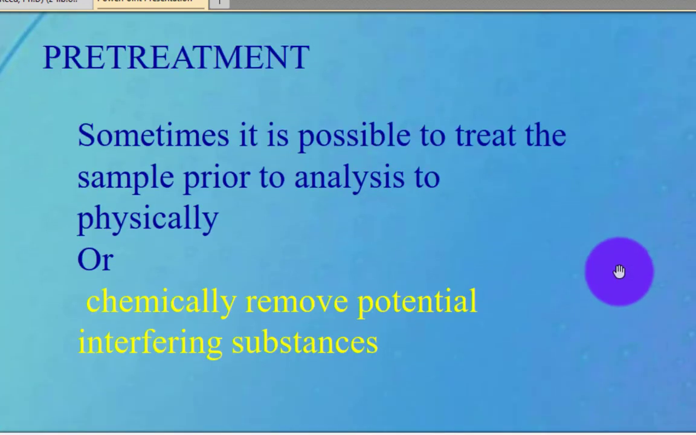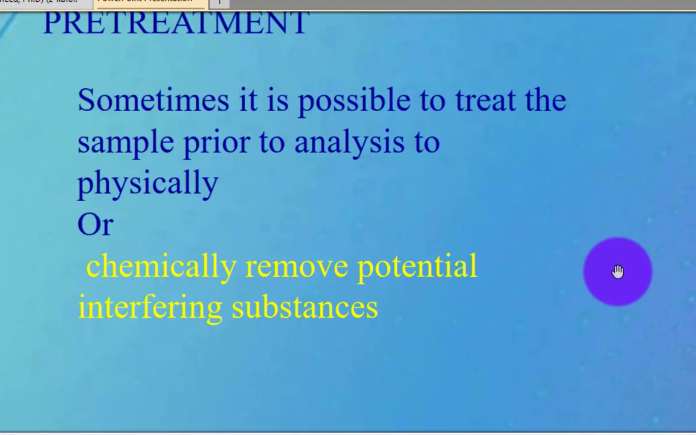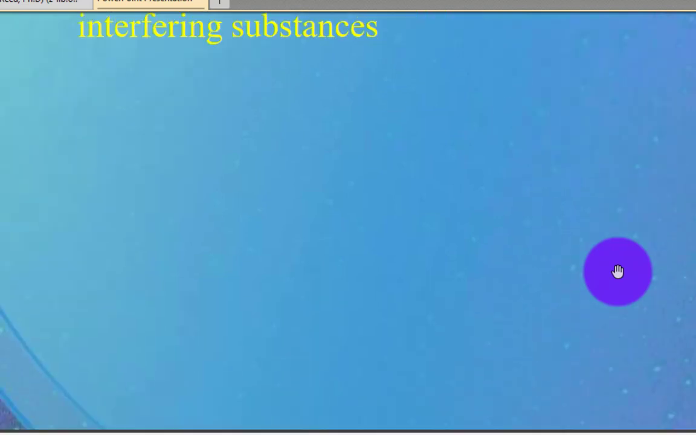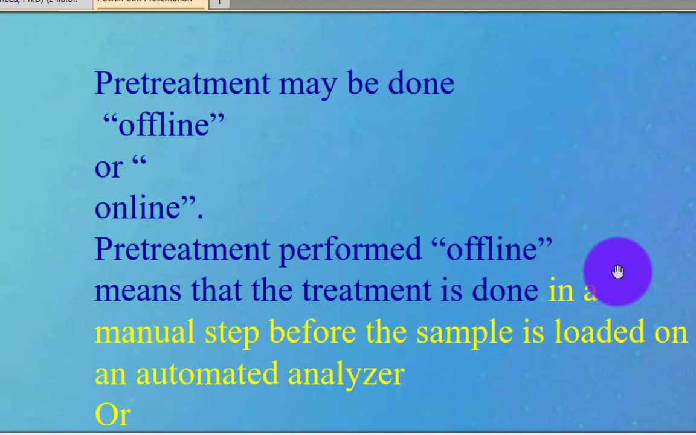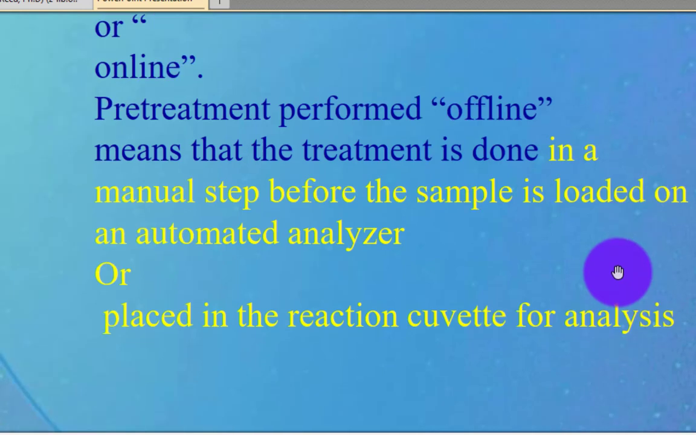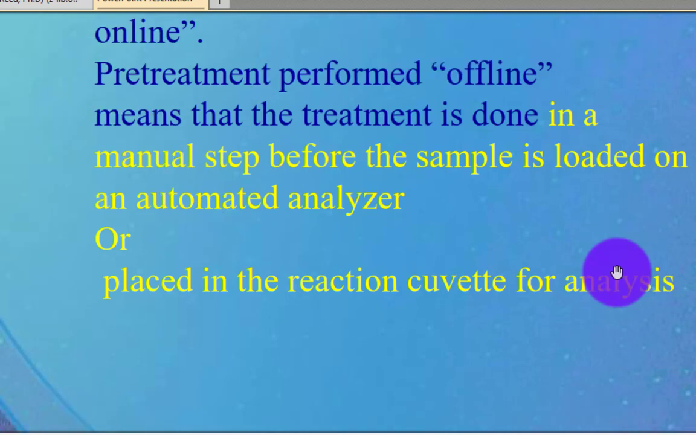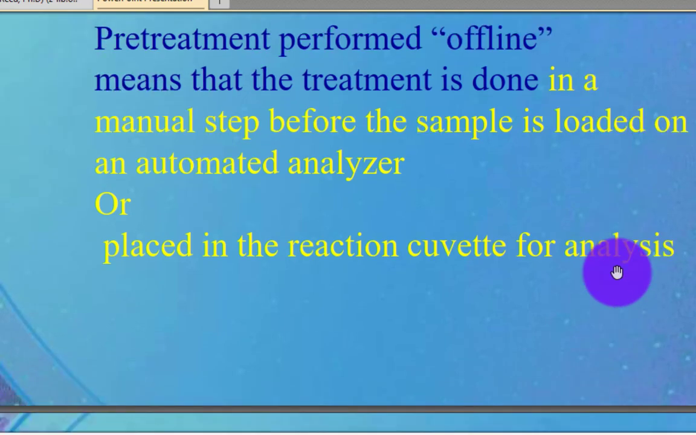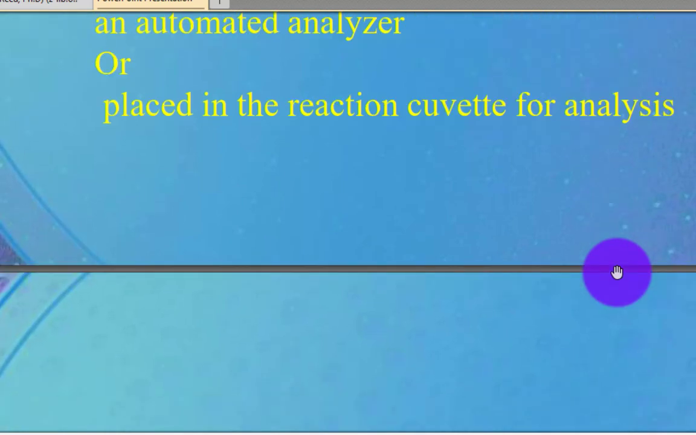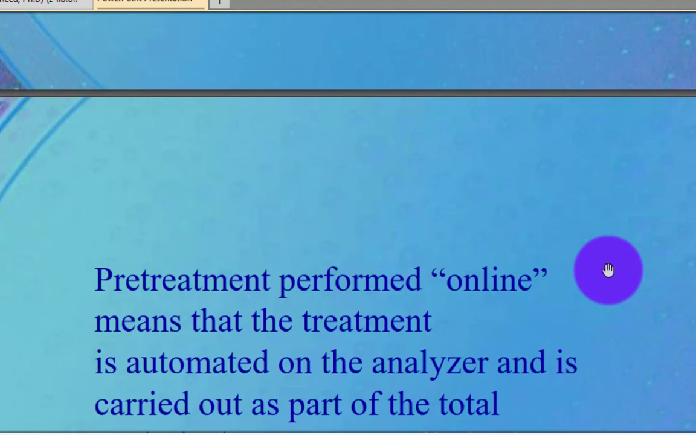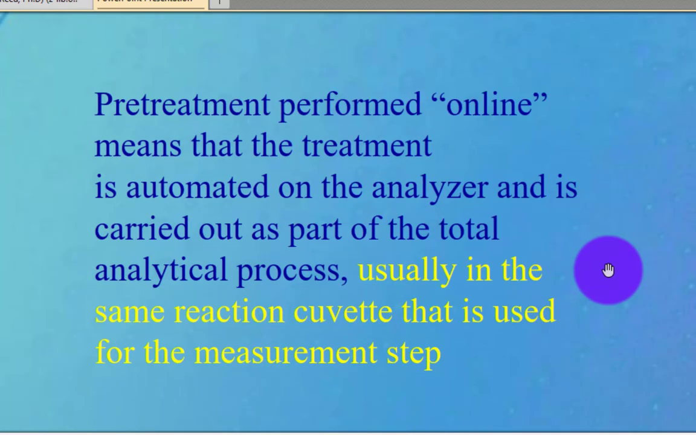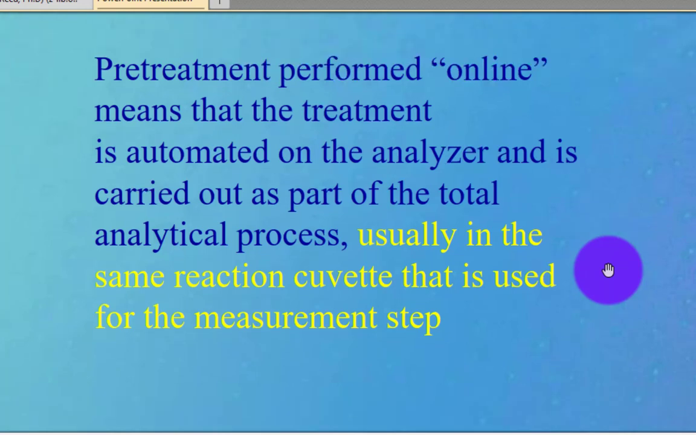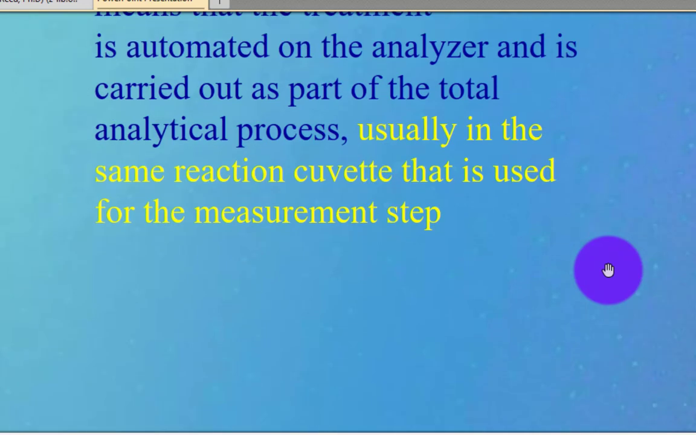Pre-treatment. Sometimes it's possible to treat the sample prior to analysis to physically or chemically remove potential interfering substances. Pre-treatment can be done offline or online. Pre-treatment performed offline means that the treatment is done in a manual step before the sample is loaded on the automated analyzer or placed in the reaction cuvette for analysis. Pre-treatment performed online means that the treatment is automated on the analyzer and is carried out as part of the total analytic process, usually in the same reaction cuvette that is used for the measurement step.